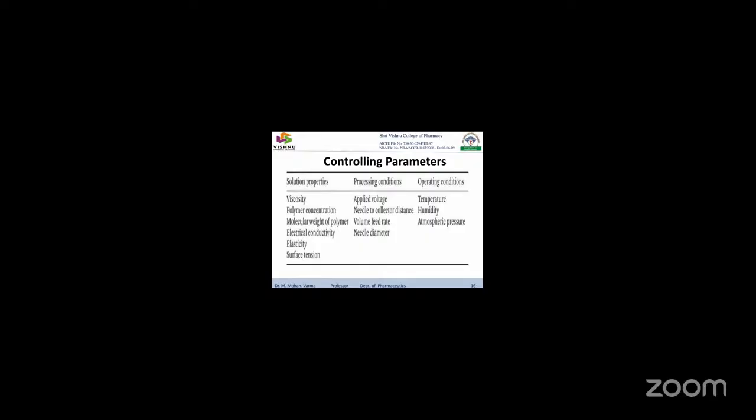Now, in the electrospinning process, what are the important points which can influence the efficiency of the process? What is the viscosity, how much excipient we are employing, what is the molecular weight of the polymer, elasticity, surface tension, applied voltage. Then we can have the needle to collector distance, volume feed rate, needle diameter, temperature, humidity, atmospheric pressure.